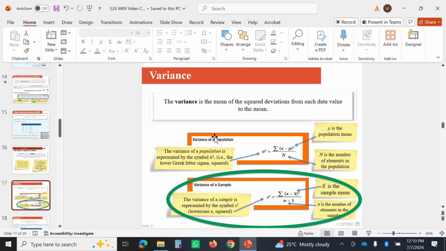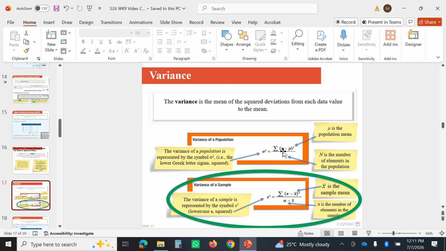The variance is the mean of the squared deviations from each data value to the mean. And there's two formulas here. This is where we're going to be kind of hanging out, okay? Because here we're talking about variance of a sample, okay? The variance of a sample is represented there by the symbol S squared. The population variance is sigma squared, okay?